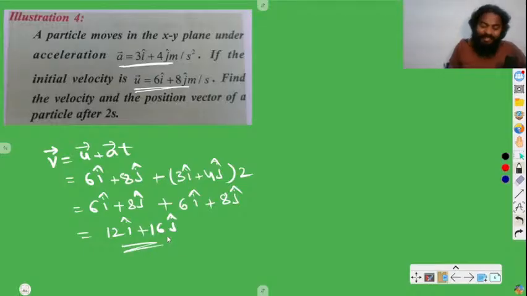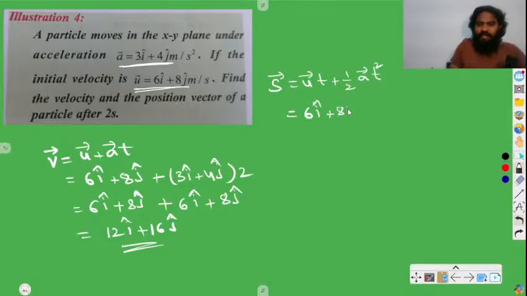Okay, at the same time he is asking for the position vector. So if you want to find the position vector, directly you can take s bar is equal to u bar t plus half a bar t square. Directly you can use this equation to find the position vector, right? Position vector is nothing but u bar, in the sense 6i cap plus 8j cap, into 2 seconds, plus half, what is a, 3i cap plus 4j cap acceleration vector, into t square.